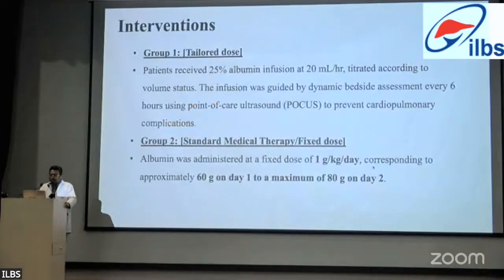So we have two groups, where one received 25% albumin infusion at 20 ml per hour, titrated as per the volume status. The infusion was guided as per the FOCUS to prevent the cardiopulmonary complications. The second group received the standard medical therapy as per the different protocol, where 1 gram of albumin per kg per day was given to a maximum of around 80 grams.